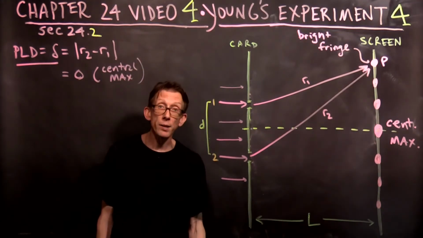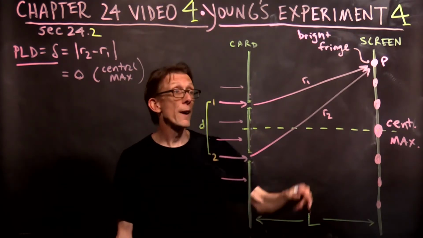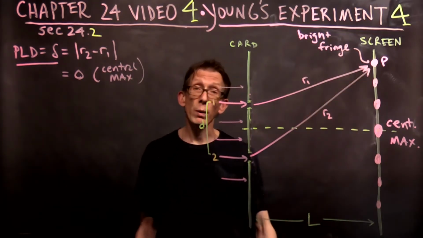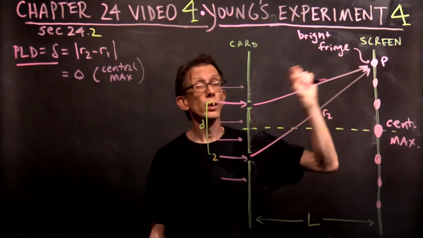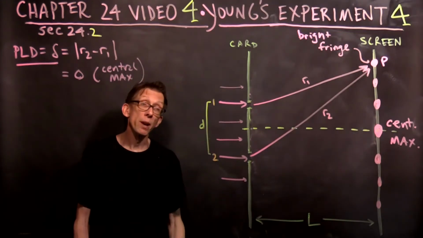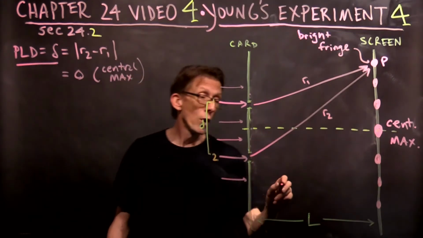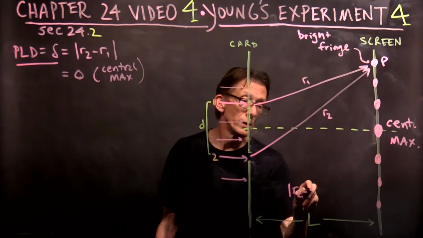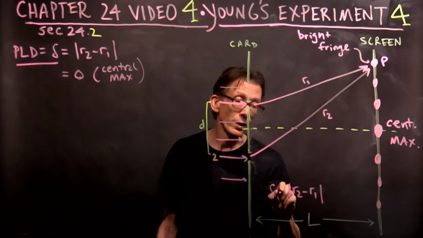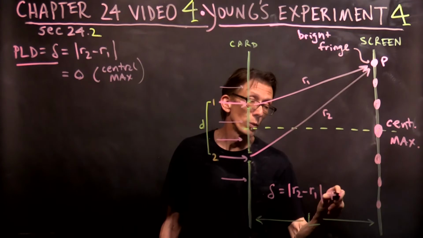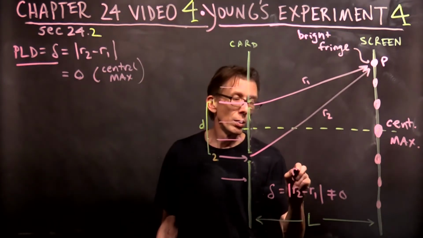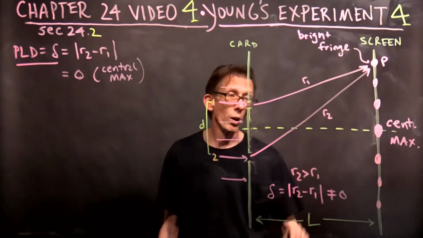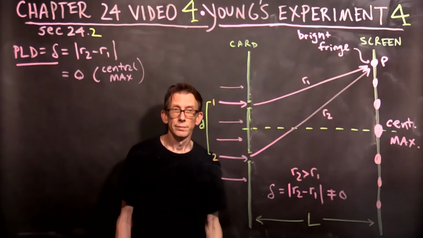A different set of rays, but there's interference at every point, including point P. R1 and R2 are going to meet up and interfere at point P. But in this case, R2 minus R1, that is, the path length difference, is not equal to 0. Because now R2 is bigger than R1.